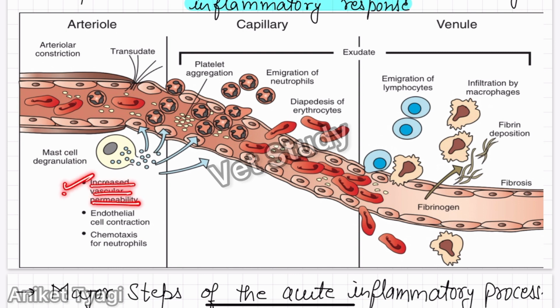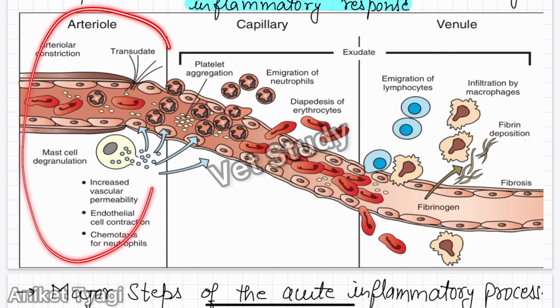Why is there increased vascular permeability? Because of some chemicals which we will discuss, right? And after this, vascular permeability is increased due to endothelial cell contraction. Those chemicals act on these endothelial cells, and these endothelial cells will contract. Chemotaxis for neutrophils also occurs due to this. These are the changes in the arterioles.